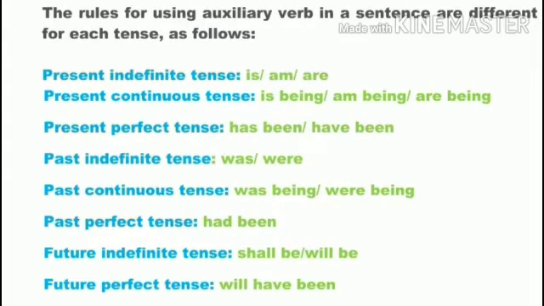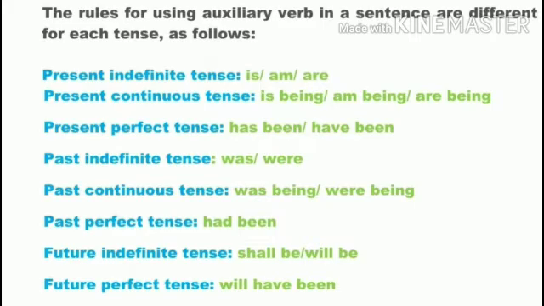The rules for using auxiliary verbs in the passive sentences are different for each tense, which you need to learn. For present indefinite tense, is, am, are. Present continuous tense, is being, am being, are being. Present perfect tense, has been or have been. Past indefinite, was, were. Past continuous tense, was being, were being.